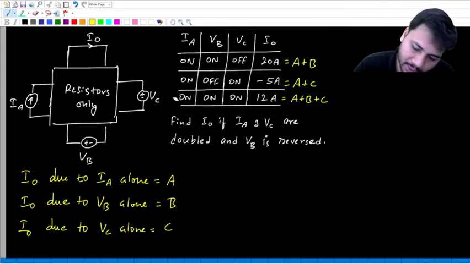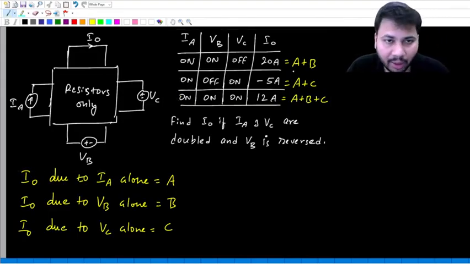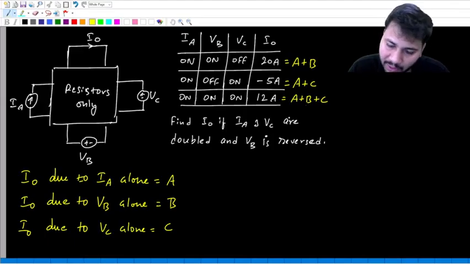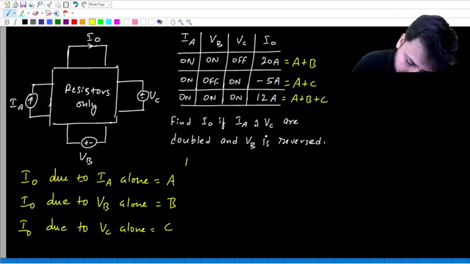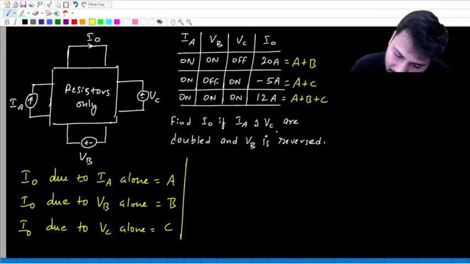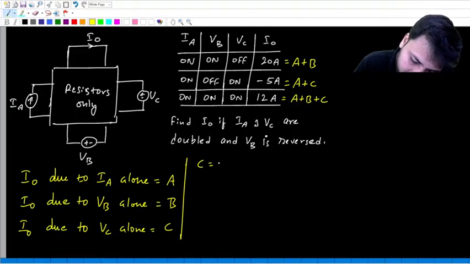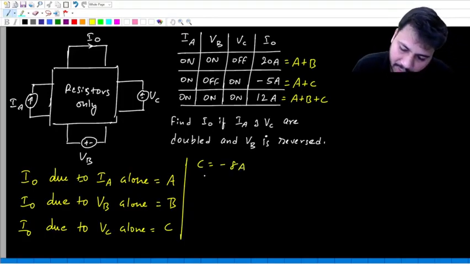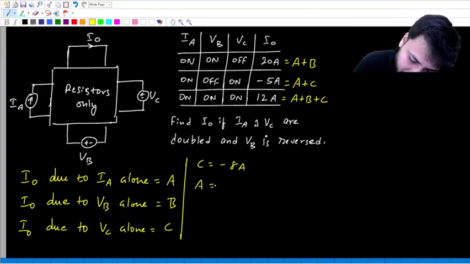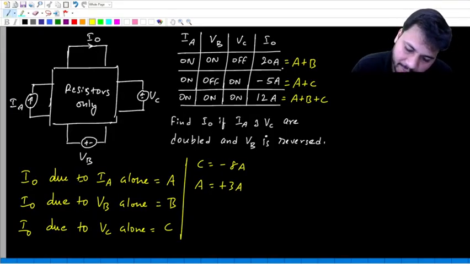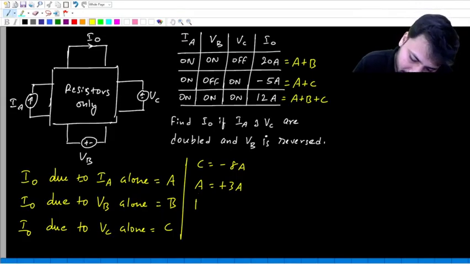You understood? Yes. So we have three unknowns and three equations: A plus B is 20, A plus C is minus 5, and A plus B plus C is 12. From these three equations, we can easily find the values of A, B and C. In place of A plus B, if you write 20, 12 equals 20 plus C. So C is minus 8 amps. If C is minus 8, then A will be 8 minus 5, so A will be plus 3 amps. If A is 3 and A plus B is 20, then what will B be?